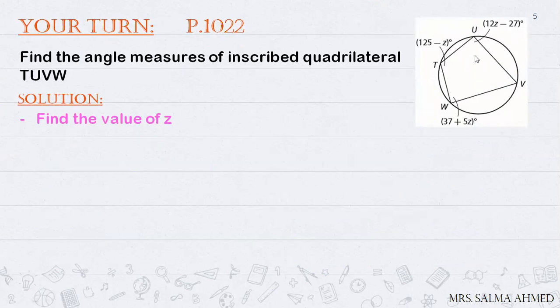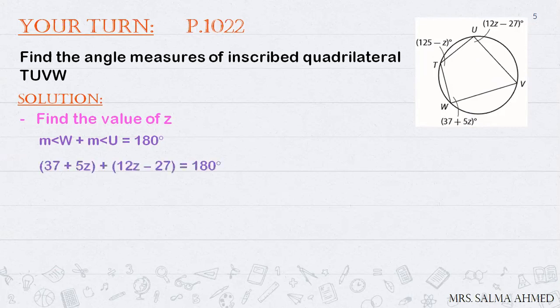So the same idea, I'm going to choose 2 opposite angles that I have the angles written on them. I'm not going to use T and V, because I don't have the value of V now. So I'm going to use measure of angle W plus measure of angle U, which gives me 180 from the definition of supplementary. So I'm going to substitute W, it's 37 plus 5Z, plus measure of angle U, which is 12Z minus 27 equals 180.